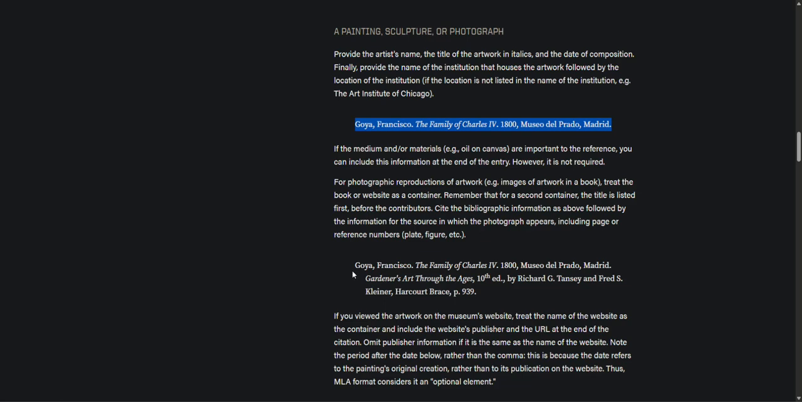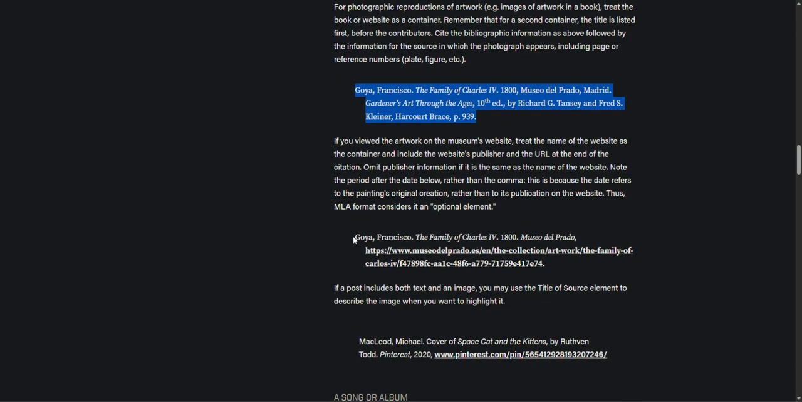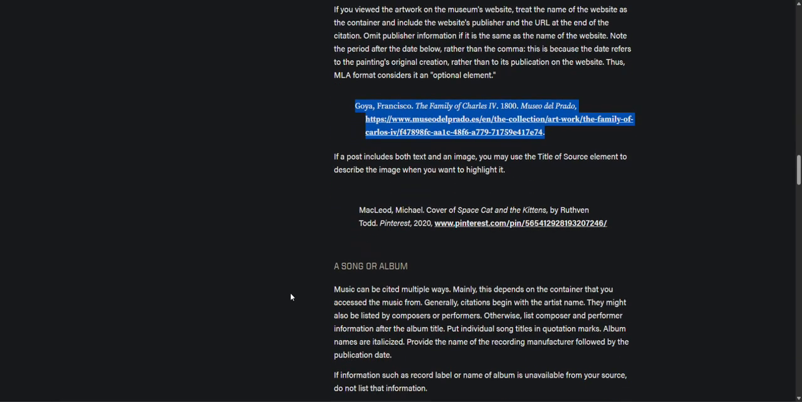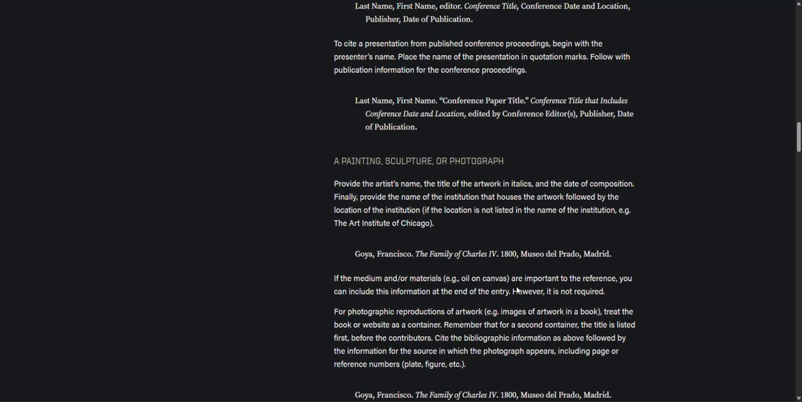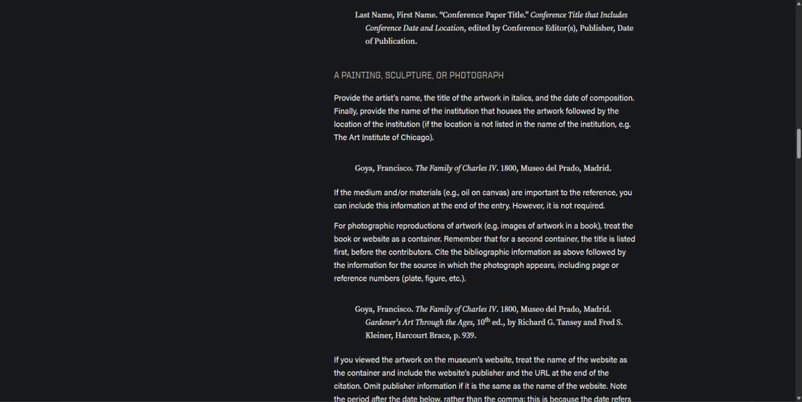Or if it were in a book, for example, this would be where it goes in the works cited. If you viewed it on a website, that's what it looks like. And if you had text or something else, there you go. It'd be like that. So that's all right here on the Owl at Purdue.